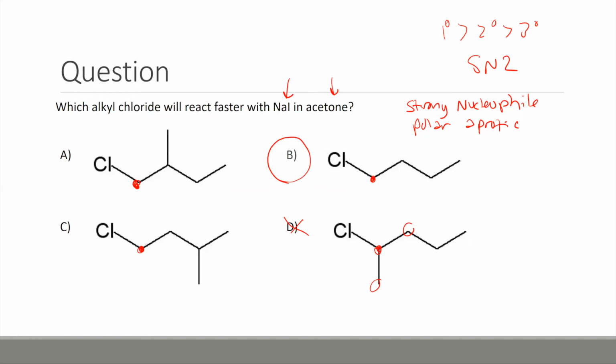Now, even though the rest of these further down are further down away from the carbon directly attached to the chlorine, they still can cause steric hindrance in a backside attack. And so for an SN2 reaction, you want the hydrocarbon with the least amount of steric hindrance and with a primary or secondary bond.